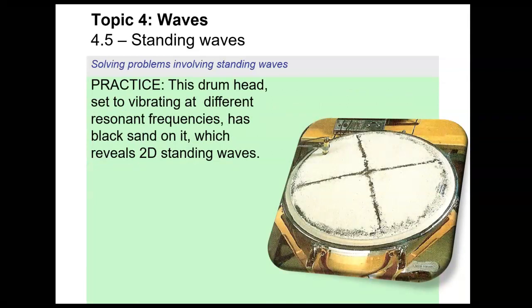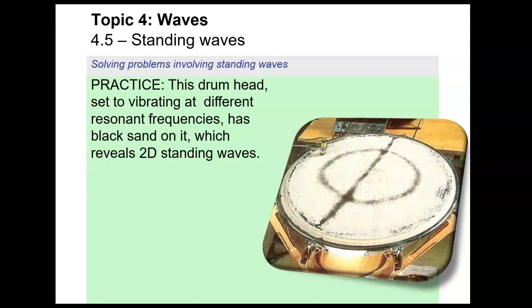And just to show you a couple more things. We've been talking about standing waves on strings and pipes, but you can actually have two-dimensional standing waves. This is a drum head that has been attached to a machine that makes it vibrate at different frequencies, and it has black sand on it. Okay, and so you can actually get two-dimensional standing waves. You can see the different patterns here.